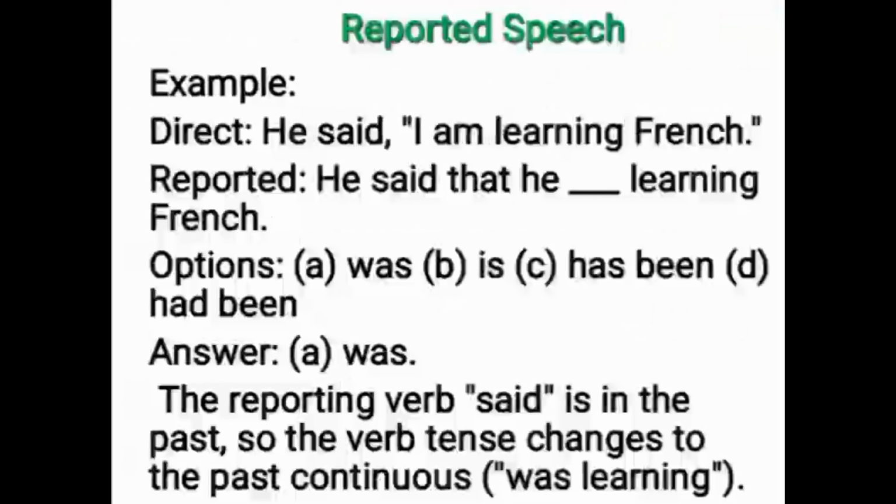Reported speech. For example, direct speech: He said, I am learning French. The reported speech is: he said that he was learning French. So you must put that in when you are reporting a speech. The reporting verb said is in the past, so the verb tense changes to past continuous, was learning. I am is present, so you change it to past, because of the he said, which is in the past.